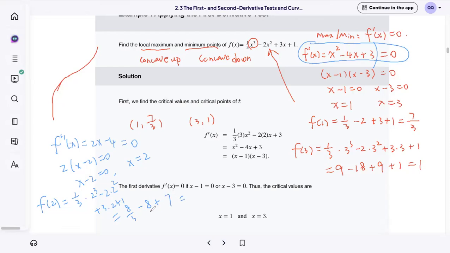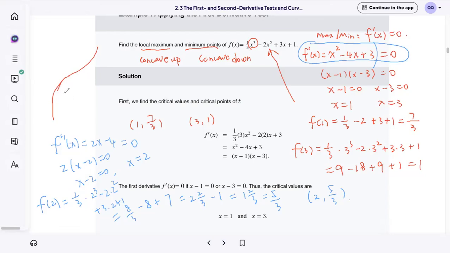So 8 divided by 3, that's 2 and 2 thirds. Then minus 8 plus 7, just minus 1. Well, 2 and 2 thirds minus 1 is 1 and 2 thirds, which is 5 over 3. So I got 2, comma, 5 over 3 as the critical point.